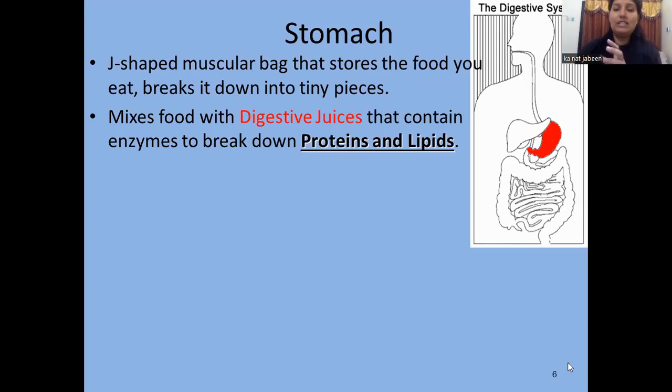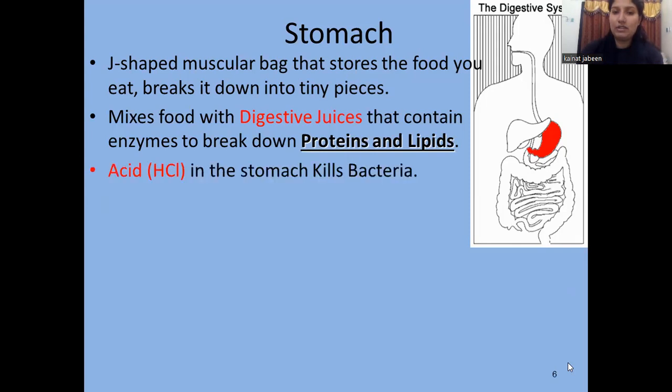It mixes food with the digestive juices. In the stomach, the muscles are going to grind the food. That is mechanical digestion. But it also has some enzymes, or you can say digestive juices, that are going to break down proteins and lipids. As I told you before, the saliva in the mouth contains amylase enzyme that breaks down carbohydrates, or you can say starch. And here in your stomach, protein and lipid digestion will start.